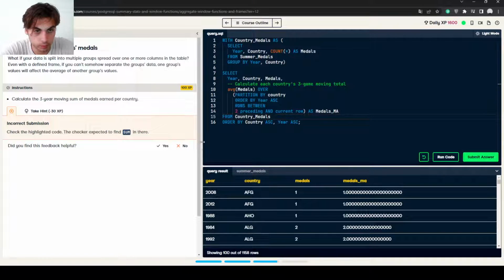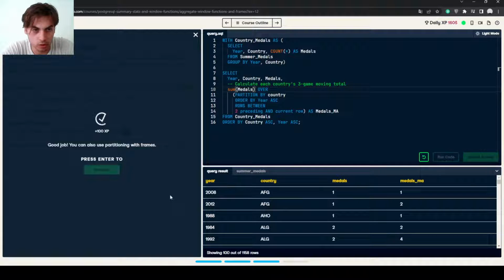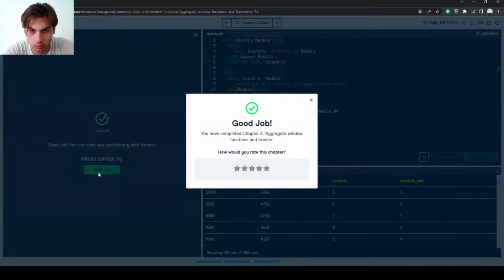Check the highest. Подожди. Calculate each country. Moving total. Sum. Не moving average, а moving total. Все.